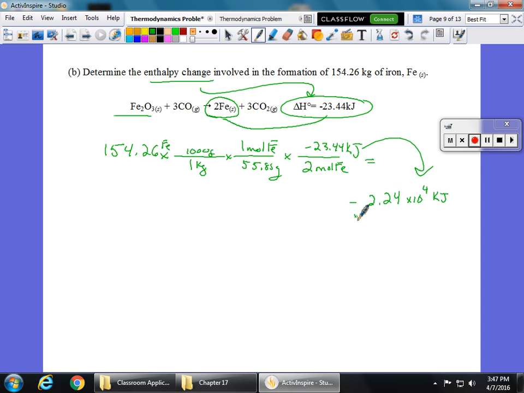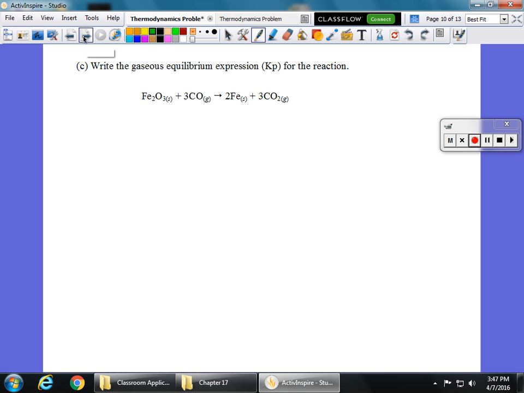Let's just do the last part here for C. For this first part of the problem. This one's pretty easy. It says write the gaseous equilibrium expression. Super simple, right? Here's your Kp. We're only looking at the gases when we go to write a Kp.